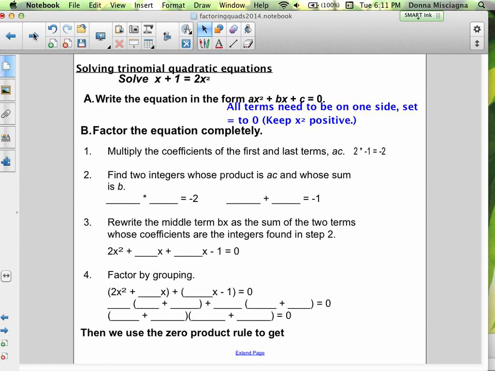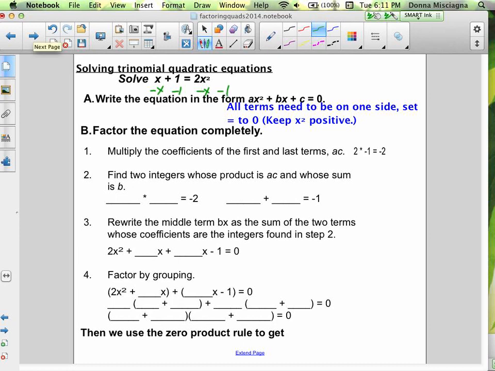So we have x plus 1 equals 2x squared. This one is not in your notes. It's not in standard form, right? We don't have the x squared term and the x term and the constant together, set equal to 0. We want all our terms on one side, and we want to keep x squared positive. So we are going to move the x and the 1. So we're going to subtract x, and we're going to subtract 1.